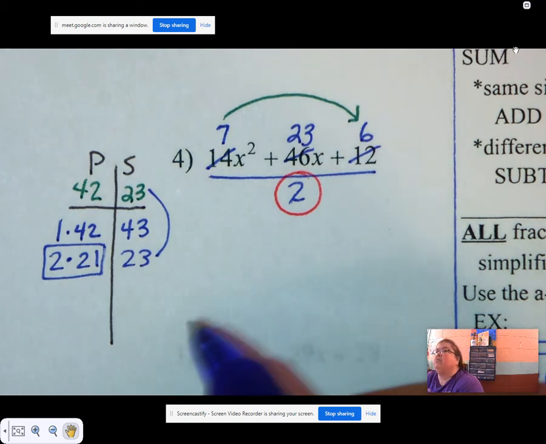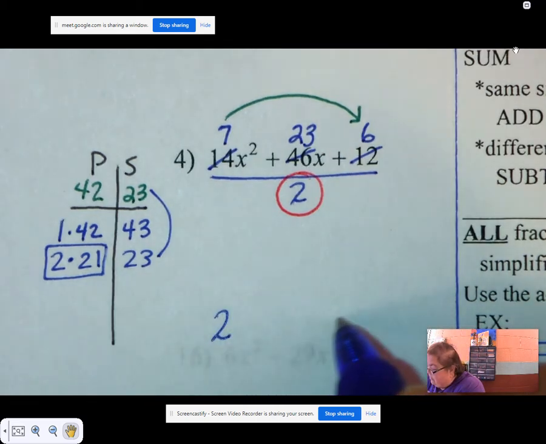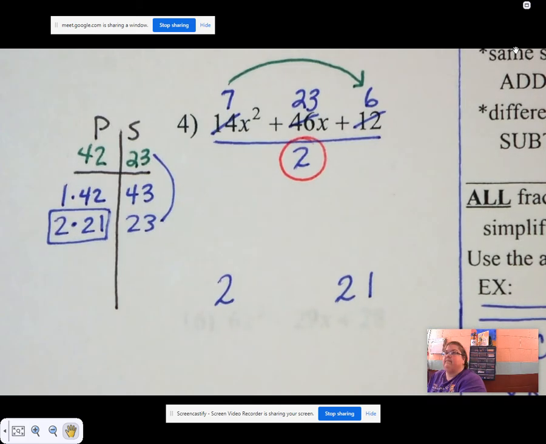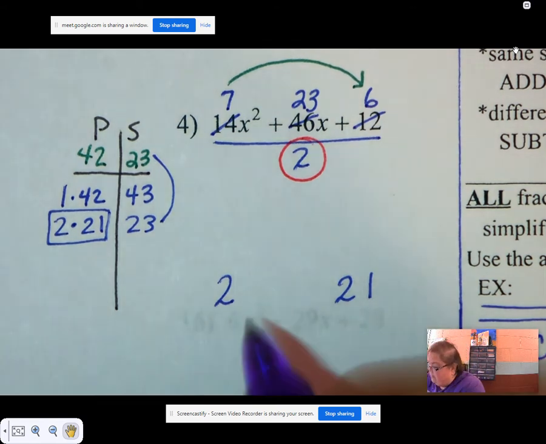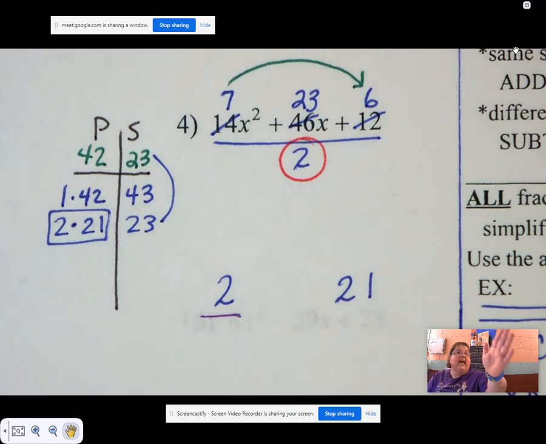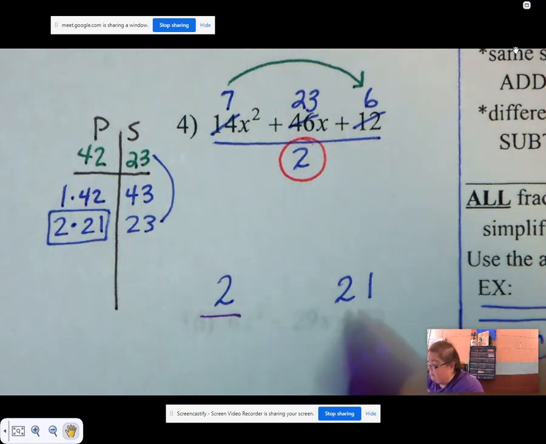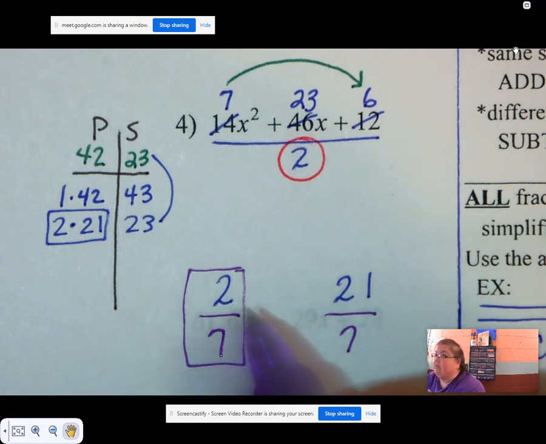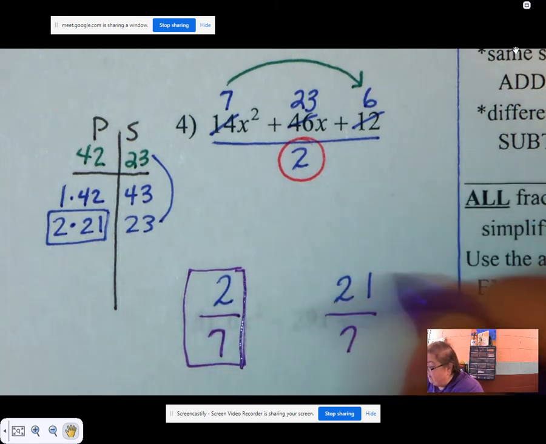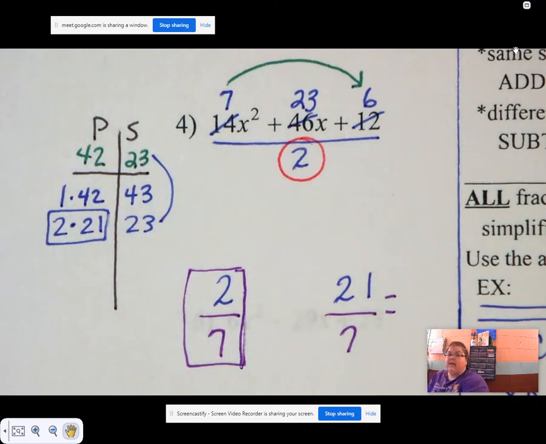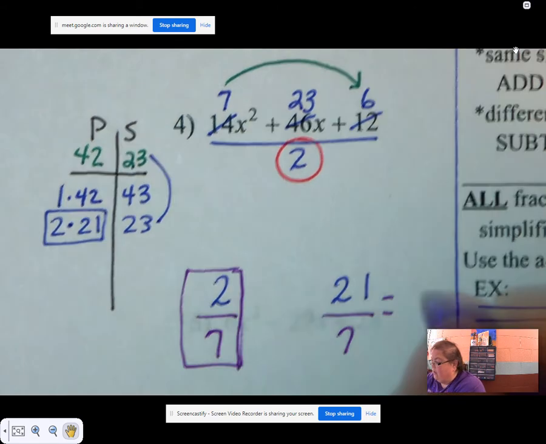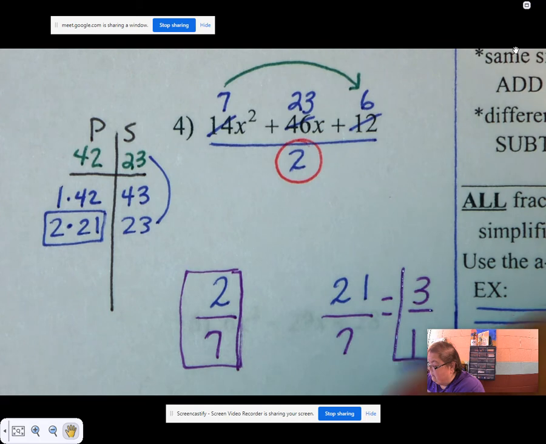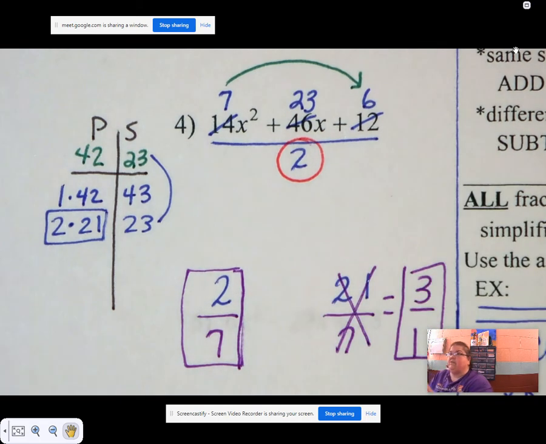Okay. So now 2, 21. What is my denominator? Yes, it's the A I'm working from. Okay, very good. So they both get a denominator of 7. This is simplified. It's going to save you some time because I already know you know that. What does 21 over 7 simplify to? 3 over 1. I just like to put an X on that because my eyes want to look at that all the time. Okay.